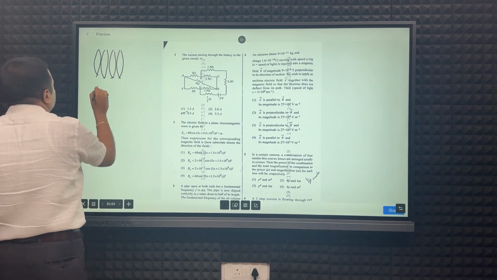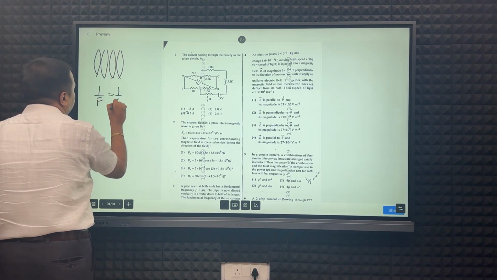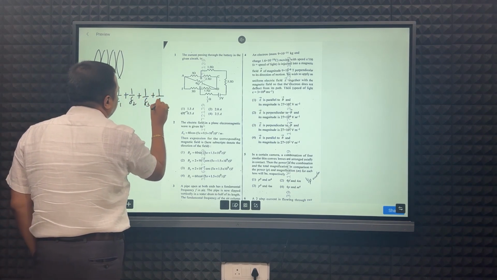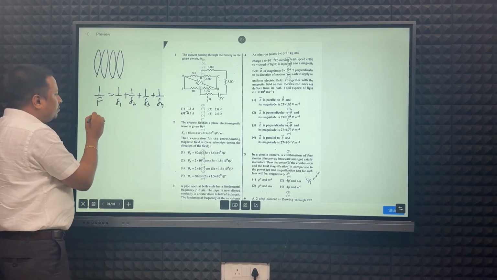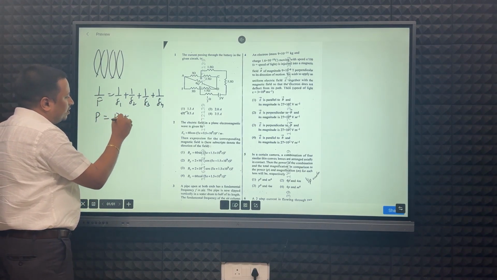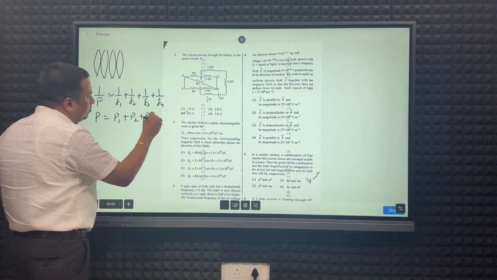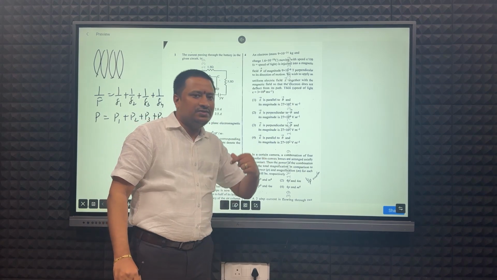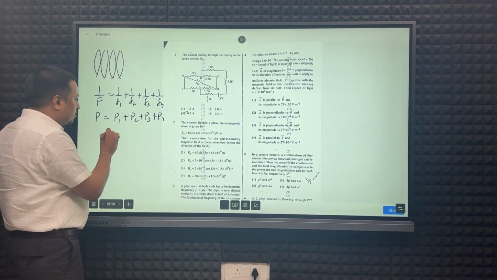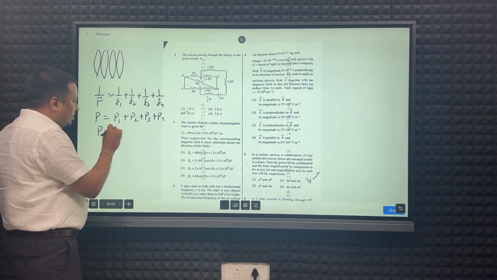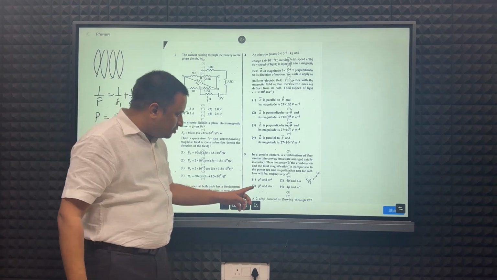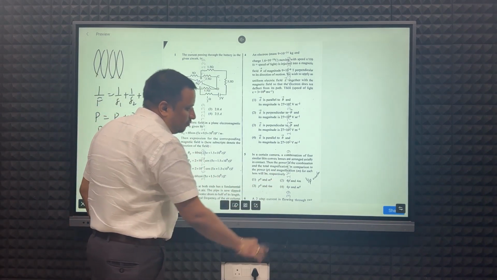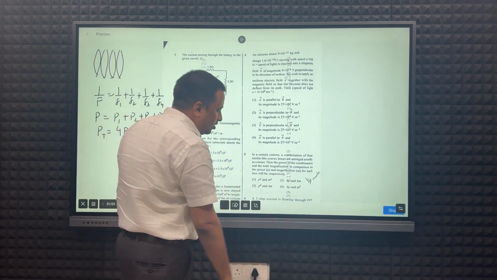We know F total will be equals to 1 by F1 plus 1 by F2 plus 1 by F3 plus 1 by F4. This will be the combination. 1 by F is what? Power. Total power will become equals to P1 plus P2 plus P3 plus P4. Are they saying these are identical lenses? See, similar thin convex lens. 4 similar means if this is P, the total power will become 4P. Now 4P options, can you see? 4P, there are 2 options. Again, either second option will be correct or fourth option will be correct, but we have to check for magnification.